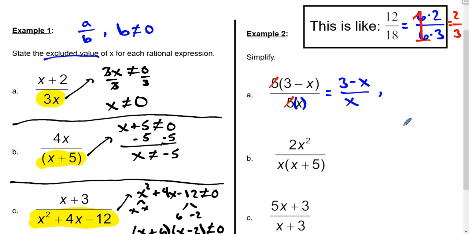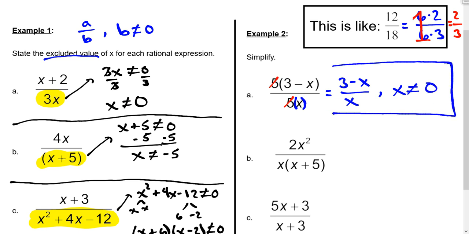You may also want to go through, just for practice, and put what the excluded value is. Looking at my original, not the simplified, the denominator was 5x, so x can't be equal to 0. So you can also say what the excluded value is, and that's a good way to practice that, okay?